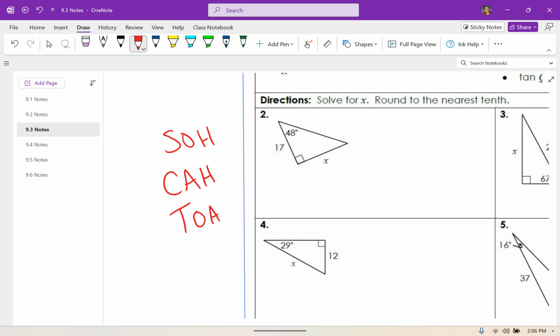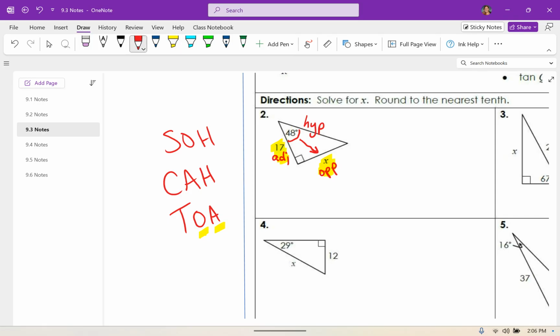So in number 2, in relation to angle 48, we know that x is across from it, so it's opposite. Since the hypotenuse is always the longest side, I'm going to label the hypotenuse, and that means that 17 is adjacent. In this example, we are given opposite and adjacent. So we come over to SOHCAHTOA and look for something that has O and A. O and A is part of TOA, so that means that we're going to do tangent.